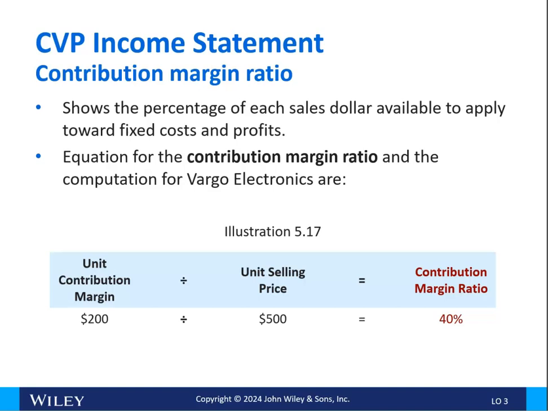The contribution margin ratio shows the percentage of each sales dollar available to apply towards fixed costs and profits. The equation for the contribution margin ratio and the computation for Vargo Electronics are below. So it's the unit contribution margin divided by the unit selling price that gives us our ratio. So for Vargo, it's $200 unit contribution margin divided by the $500 selling price. It's a 40% contribution margin ratio.